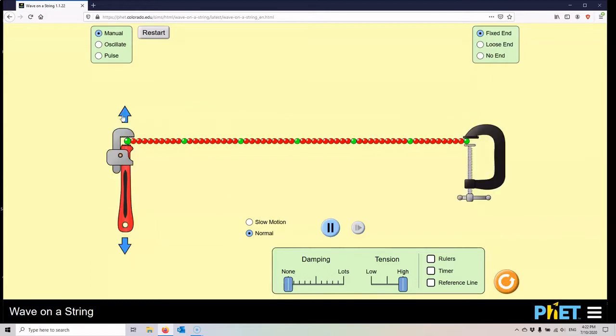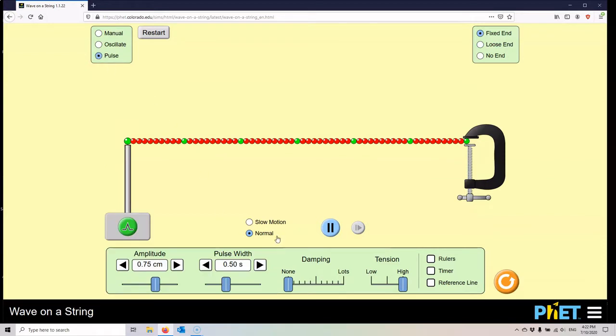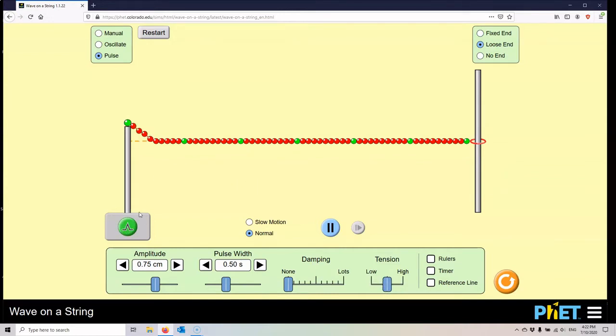Let me redo this again. Let me turn the damping off. Oops, I wanted a pulse, and I would like a loose end. So no damping, put the tension down a bit too, so it's not as fast. What you'll notice in this case, the pulse travels over here and then it gets reflected, but it gets reflected on the same side. So if the end is open, it doesn't flip. If the end is fixed, it does get flipped. So in this case, there's one closed end here, one open end here. Those distinctions are going to be relevant later on.